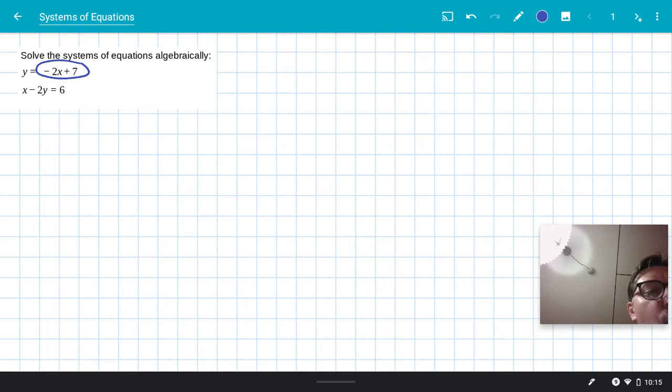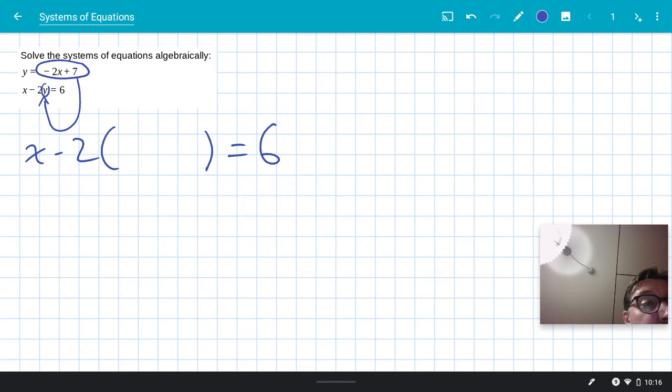If we think about what y equals, which according to the first equation is negative 2x plus 7, the idea is that we're going to substitute that in for the y in the second equation. Okay, so in other words, we're combining the two equations by putting what y equals into the second one. So I'm going to rewrite the second equation, x minus 2, but instead of y, I'm going to write what y equals. Okay, and in this case, y equals negative 2x plus 7.